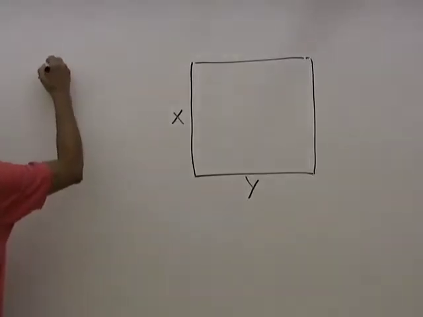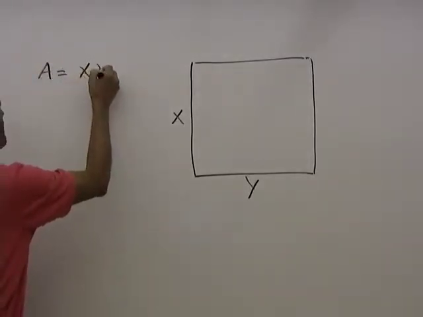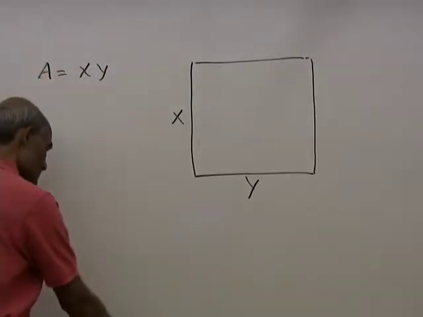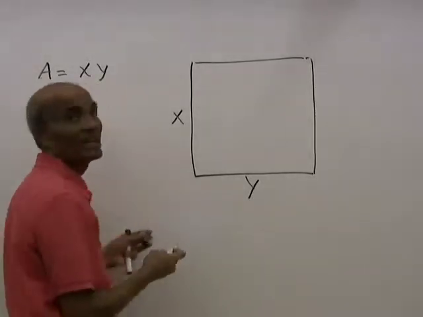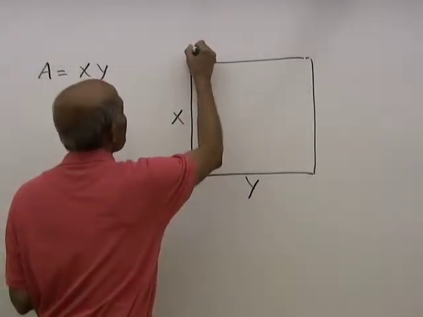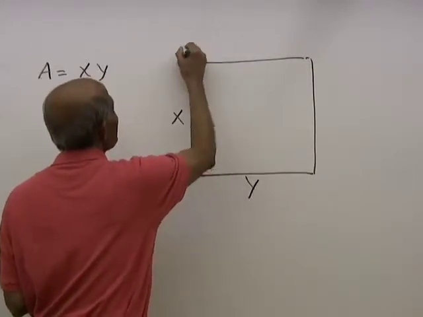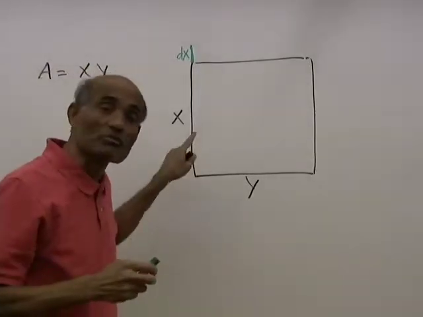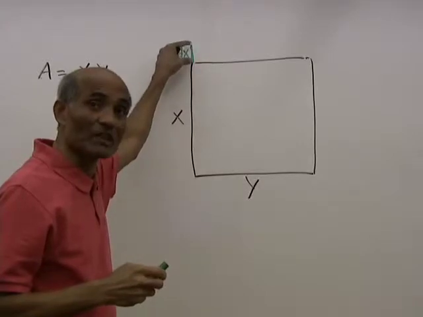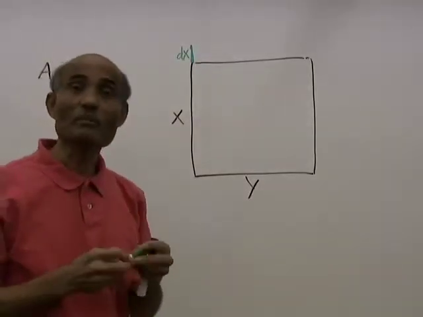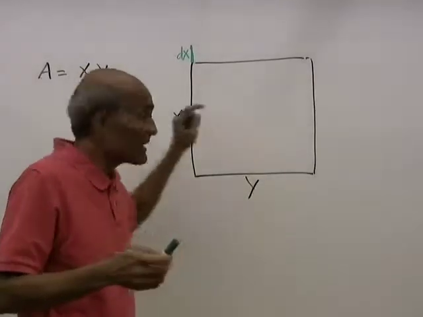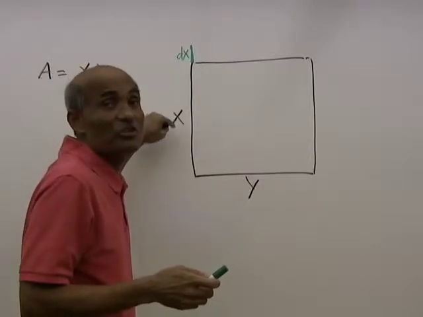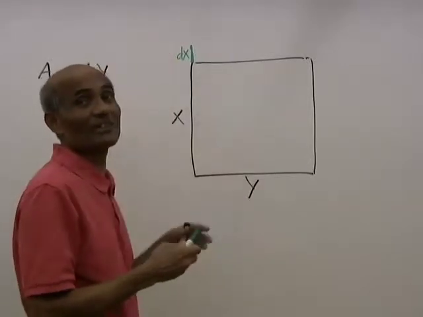So, a rectangle of length x and width y. What is the area of the rectangle? The area of the rectangle is x multiplied by y. Now suppose we say the length has been increased by an amount dx. In other words, when a student measured the length, the student got it as x plus dx. So this dx is an error in the measurement of x. Or simply we can say, let there be a small increase in the value of x. That means the new value of x is now x plus dx.